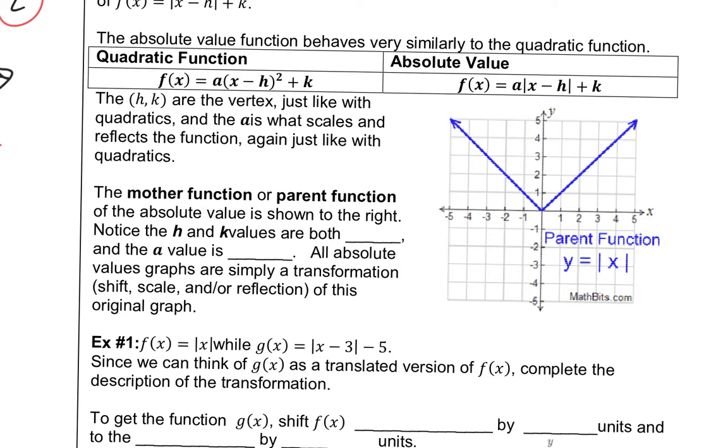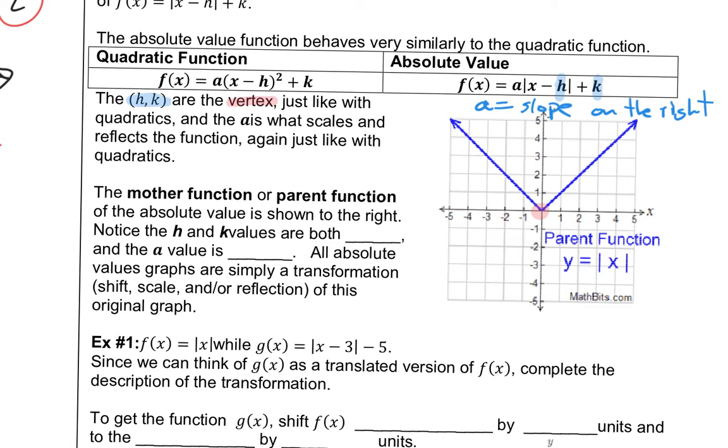What do I mean by the vertex? Well, the vertex is always this little corner. It's like the starting point of the graph. So we always want to find out what the vertex is. And the h and the k represent the vertex. So it'll be the same thing with quadratics. The a is what scales it, and we'll play with that more throughout this chapter, and especially in chapter 3. But the a scales it. We also could say the a is kind of like the slope on the right side. So you might want to say that the a is the slope on the right. Okay.